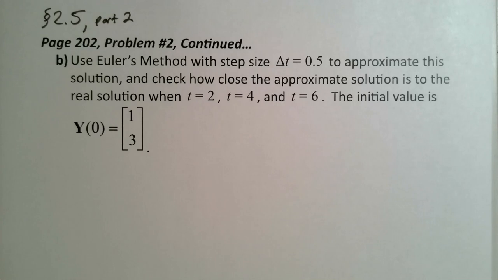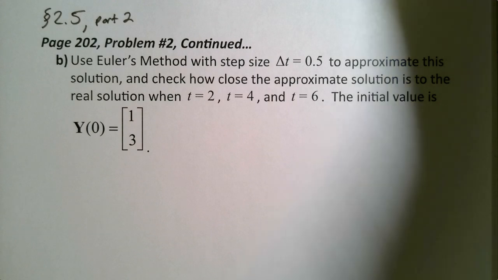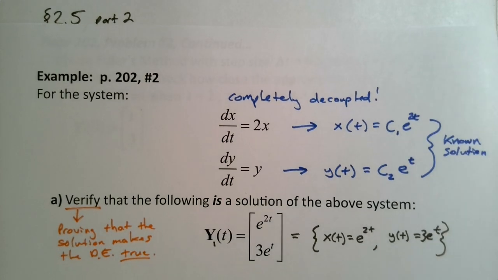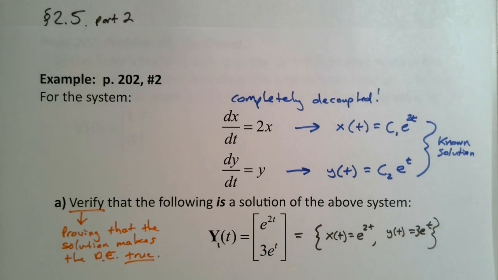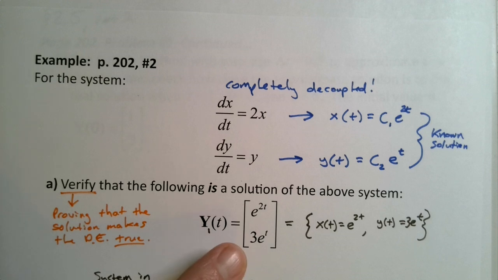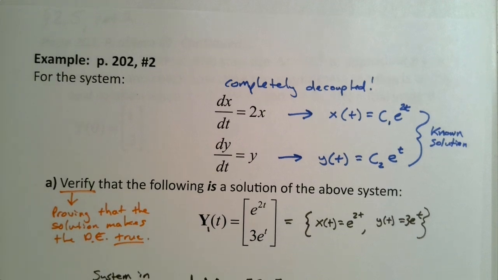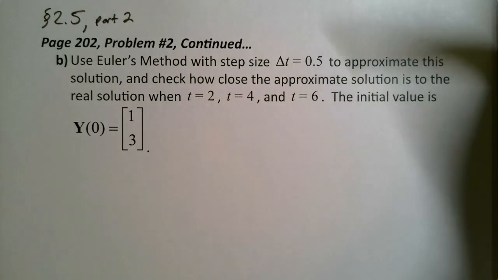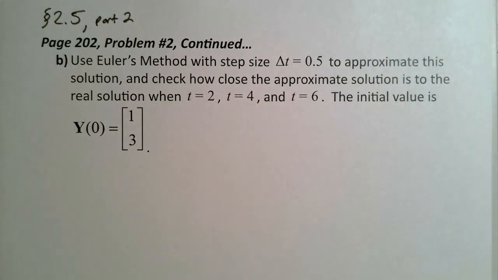So here we are on the next page of section 2.5, and this is continuing with our previous example. Just a reminder, we're taking a look at that system of differential equations that we know is completely decoupled. We actually know what the general solution is, and we've proven that this is a particular solution. But we're going to set that aside and say, for our system of differential equations, we're going to use Euler's method.